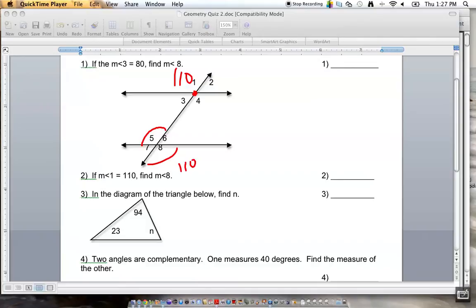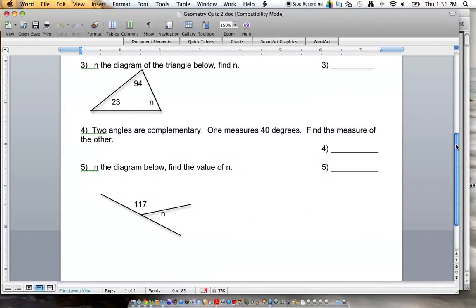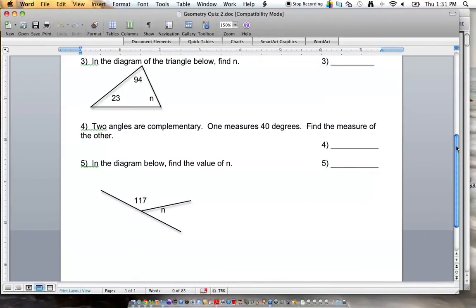Okay, now let's take a look at number 3. Numbers 1 and 2, you should have known how to do. Number 3, you did not know how to do, and that is totally my fault. Unless you happen to remember from last year, how'd you do it? I added 94 and 23. Okay, what about them? Subtracted by 180. Why did you subtract from 180? I don't know.